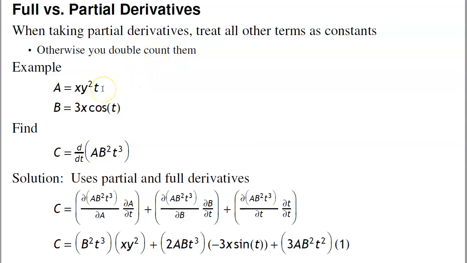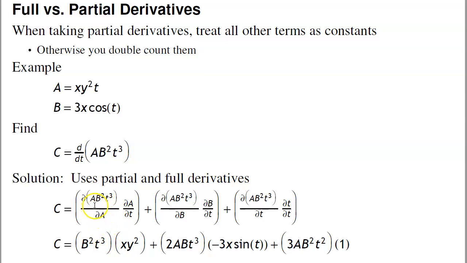Suppose I have a is x y squared t, b is 3x cosine t, and I want to find out what is the full derivative with respect to time of a b squared t cubed. Now to do that, I will have three terms. What's the partial with respect to a times how fast a is changing, plus the partial with respect to b times how fast b is changing, plus the partial with respect to c, or t, times how fast t is changing. When I take the partial with respect to a, I don't care that b and t are also changing. I just say anything that's not a is a constant.